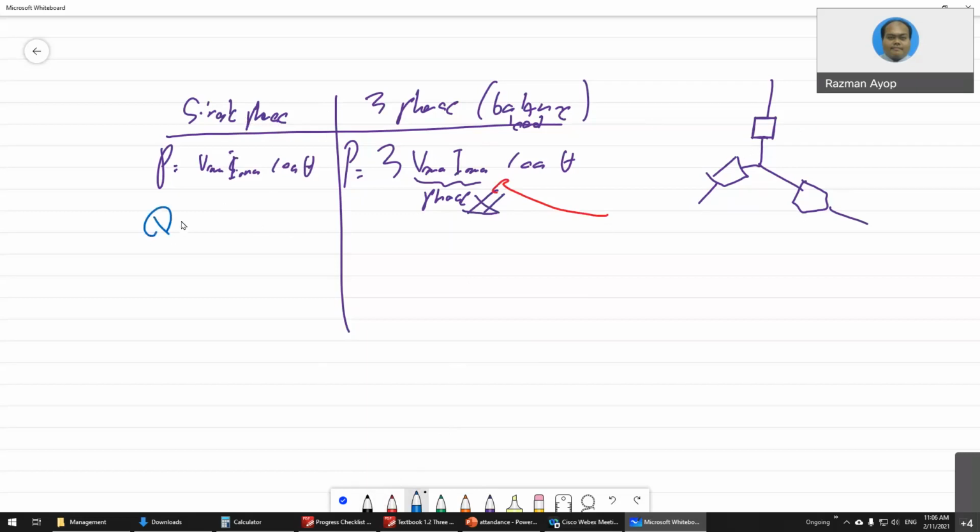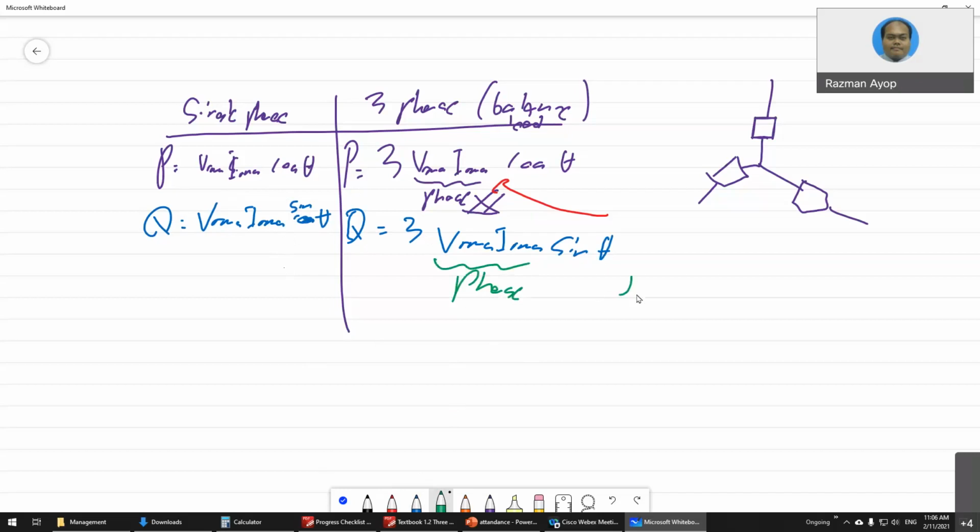So same as Q, V RMS, I RMS, sine theta. This one is for single phase, but for three phase, just put 3 V RMS, I RMS, sine theta. This one is sine. And of course, I remind you again, this one is in phase. Do not use line voltage or current, do not use it.